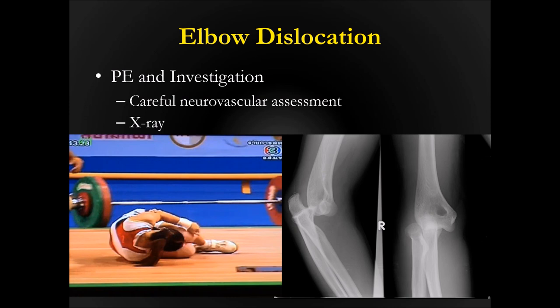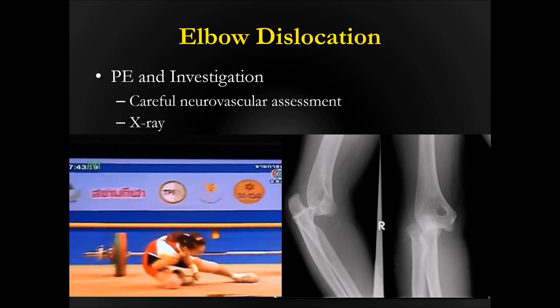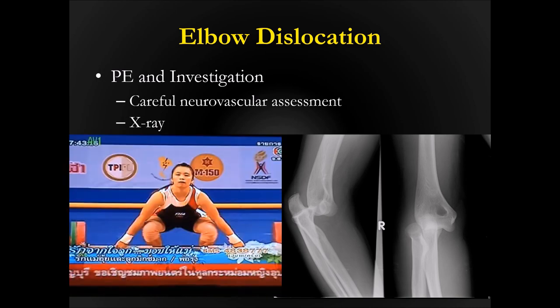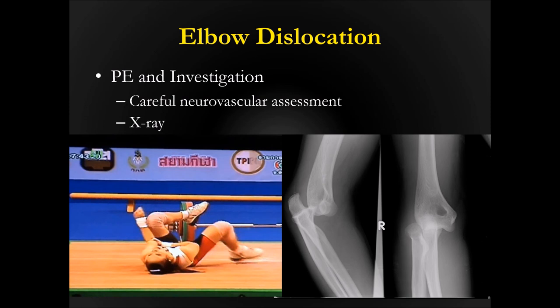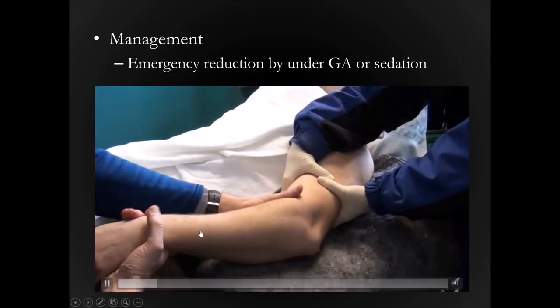Yeah, this is the first gold medal of Thailand. Okay, 1 year before that, she had a dislocation of the elbow. Okay, and she was trained, and she's very strong. She tried her best to do physical therapy, and she got the gold medal. So this is the elbow dislocation.